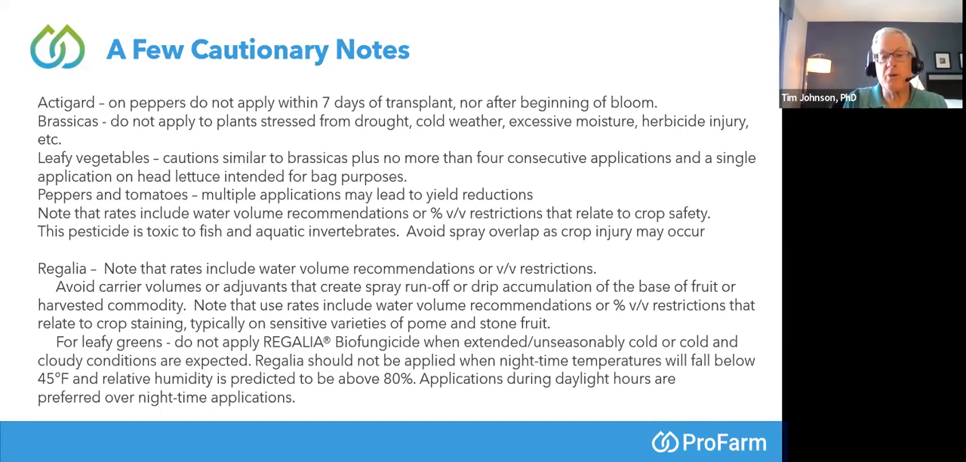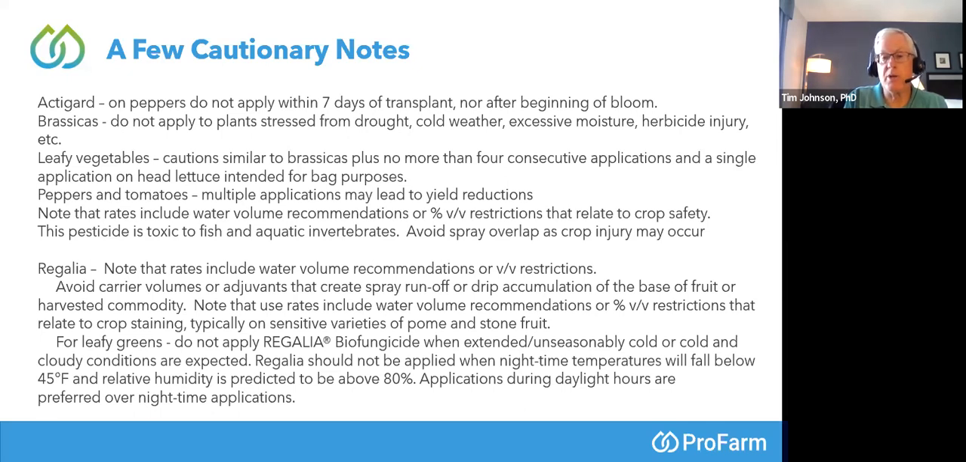One of the interesting things I noted with ActiGuard is that for lettuce, it's being used for bag purposes, no more than a single application. And for brassicas, no more than 4 consecutive applications. Kind of interesting. Peppers and tomatoes, multiple applications may lead to yield reductions. We don't see that with Regalia.